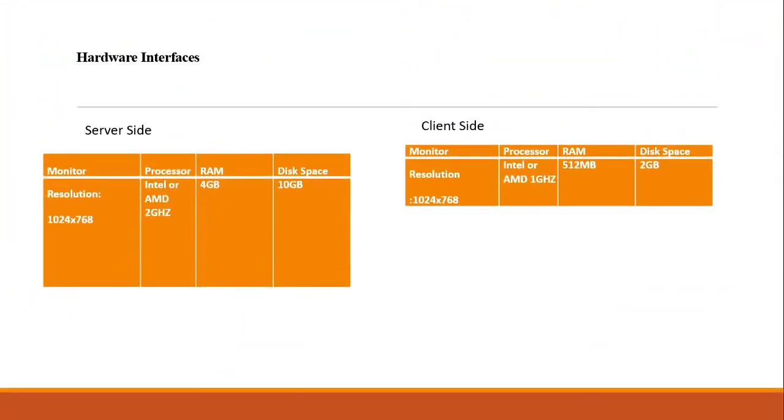Then we need some minimum requirements for server side and client side architecture. On the server side, we need a monitor of minimum resolution 1024 by 768, a minimum processor of 2 GHz Intel or AMD, a minimum of 4 GB of RAM and 10 GB of space. On the client side, the resolution is the same, whereas for the Intel or AMD processor only 1 GHz clock speed is required, and only 512 megabytes of RAM and 2 GB of disk space.